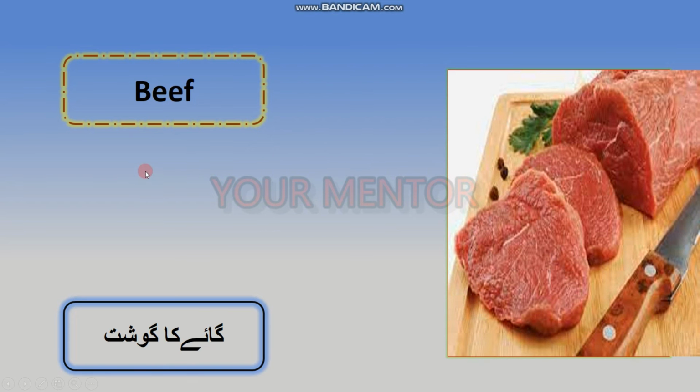So today we are going to see the things that we can eat and drink along with their pictures and their Urdu meaning. So the very first is beef. Beef means in Urdu gai ka gosht, and this is the picture of beef.